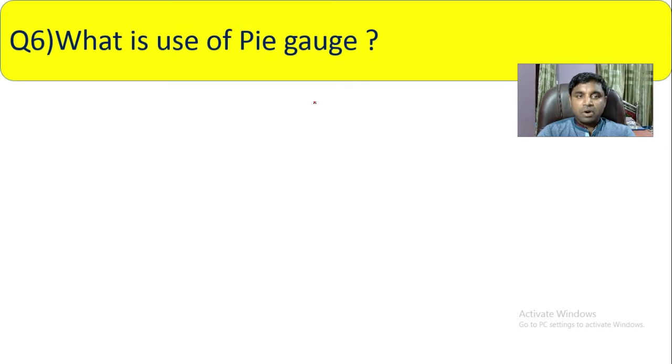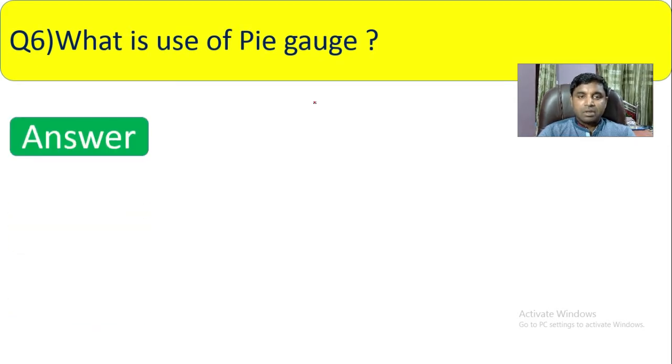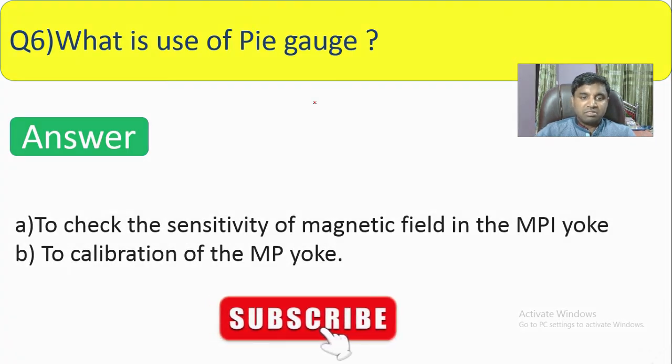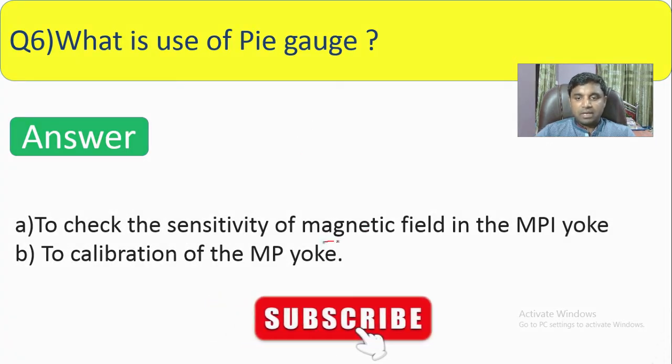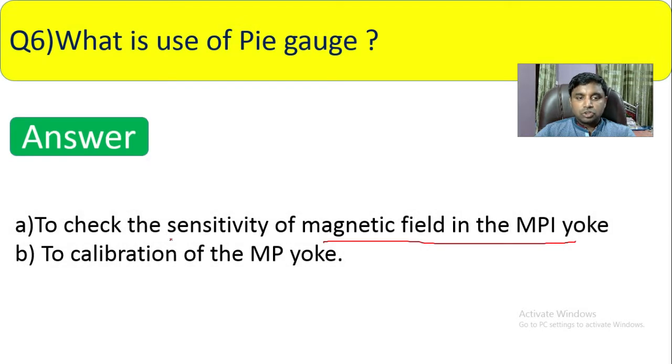Question 6, what is the use of pie gauge? Usually those working in NDT inspection use it to check the sensitivity of the magnetic field in the MPI yoke. So you are checking the sensitivity of the magnetic field in the MPI yoke, that is the use of pie gauge, and also the calibration of the MPI yoke. These two things we have to check with the pie gauge.